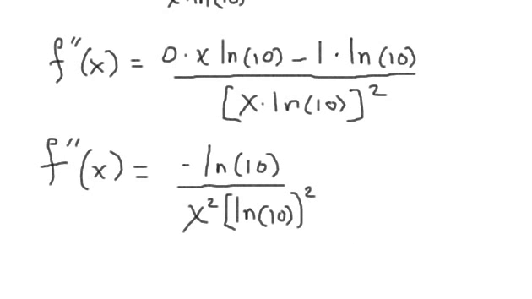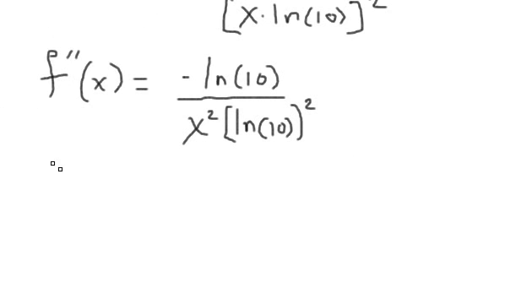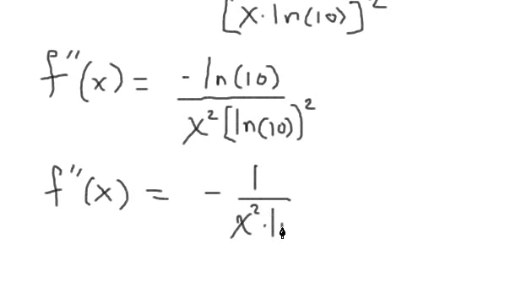Now we can reduce this down some more. So we have f double prime of x is equal to, now we have two natural log of 10s in the bottom, we have one in the top, so we can cancel one of those out. I'm going to throw that negative out here in the front, by the way. And so we're going to be left with x squared times the natural log of 10.